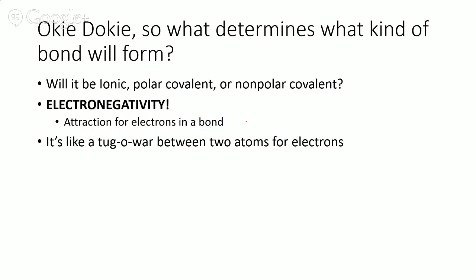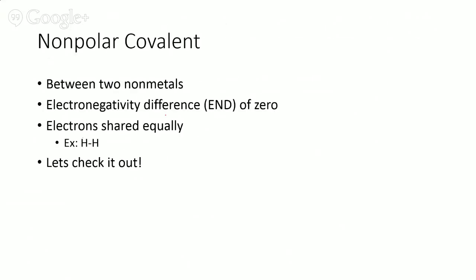Now, how much does an atom want an electron? It's like a tug of war between the two of them over the electrons. So if we got a nonpolar covalent bond, it's definitely going to be between two nonmetals. So if you got two nonmetals bonding together, it's definitely a covalent bond. What makes it nonpolar is that there's an electronegativity difference of 0. So they would have to have the same electronegativity. So an example would be like hydrogen bonding with hydrogen. They definitely have the same electronegativity because it's the same element.